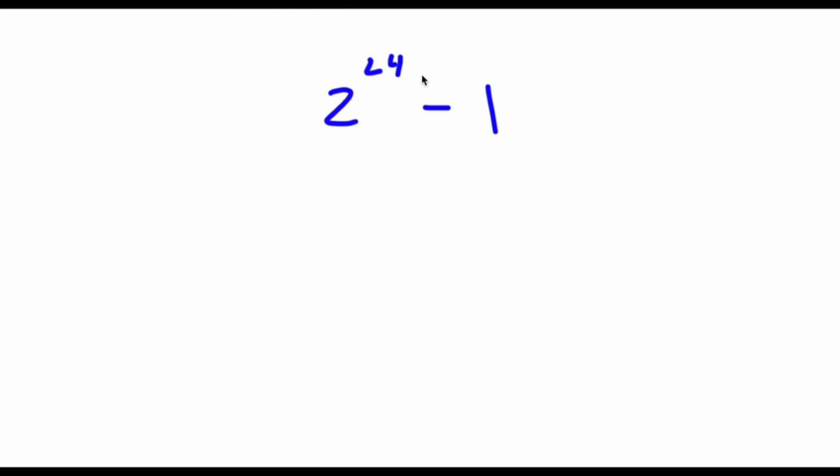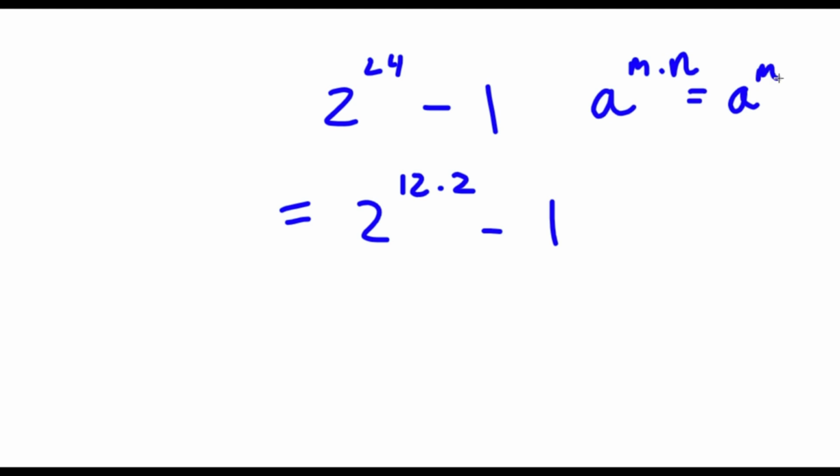So I have 2 to the power of 24 minus 1. So 2 to the power of 24, well, 24 I can rewrite as 12 times 2. So now I have 2 to the power of 12 times 2 minus 1. Now if I have something in the form a to the power of m times n, this is the same thing as a to the power of m to the power of n. So 2 to the power of 12 times 2 I can rewrite as 2 to the power of 12 to the power of 2 minus 1.